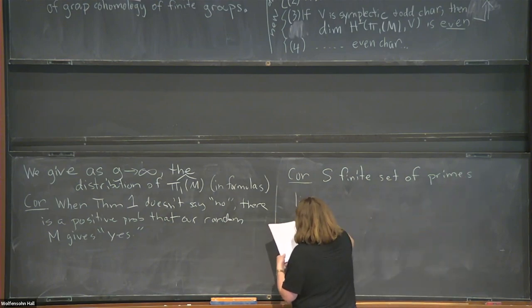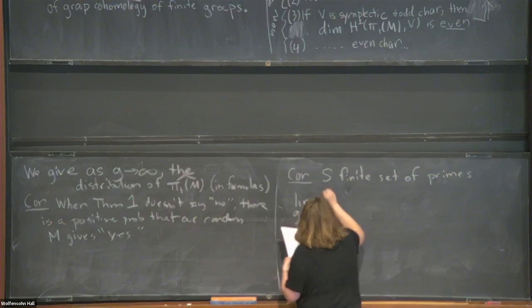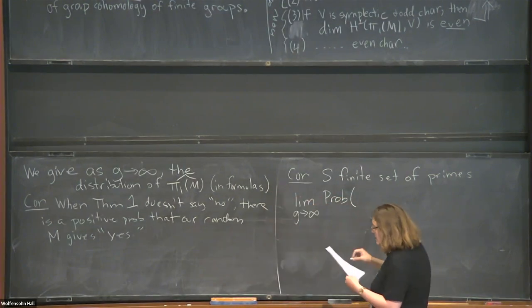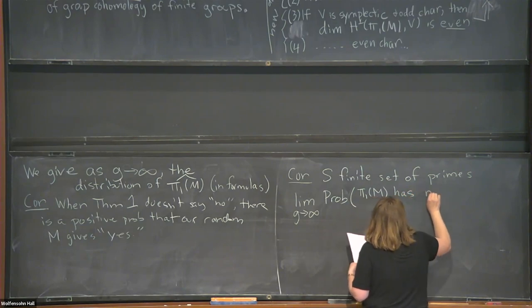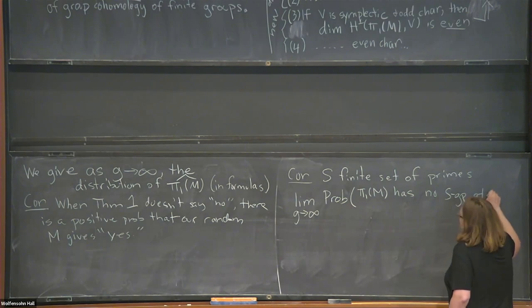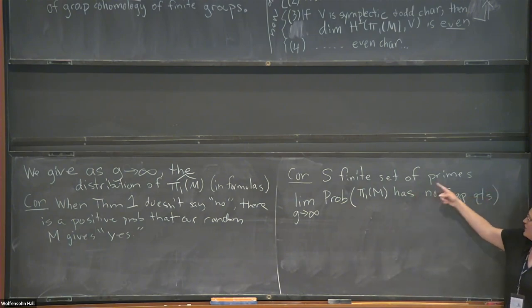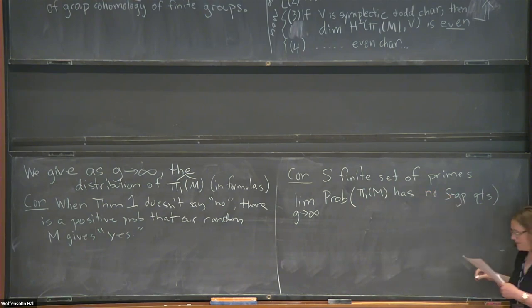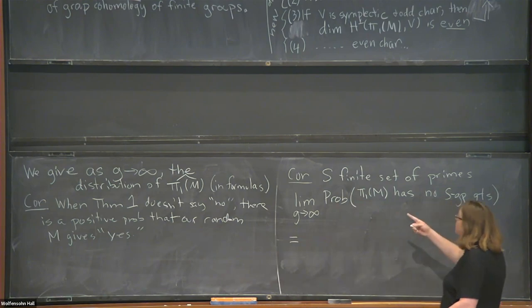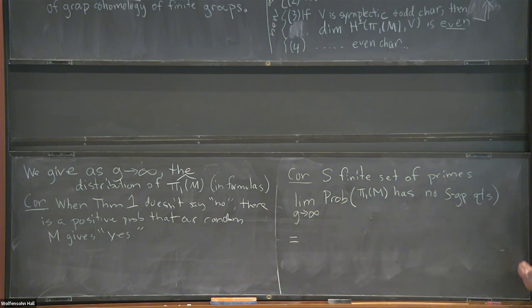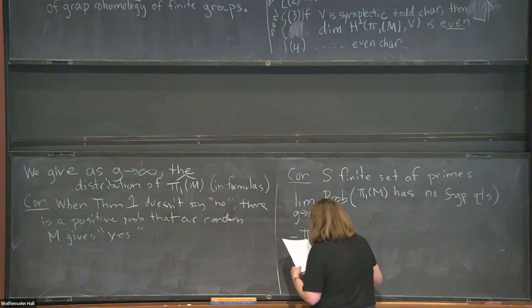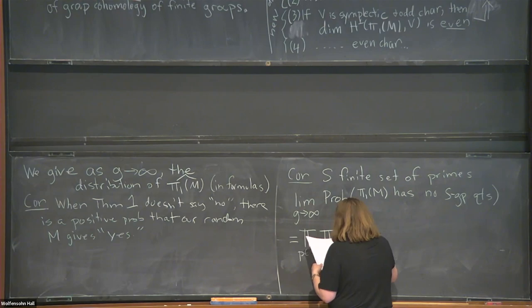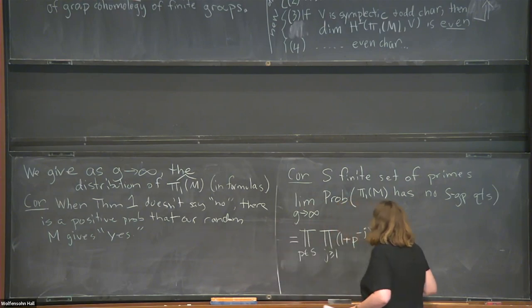here's one example formula. In the limit as the genus goes to infinity in this model of random Heegaard splittings, the probability that the fundamental group has no S-group quotients (an S-group is like a p-group, except S is a finite set of primes, so a group where the only primes dividing the order are in S), we can give as a formula for this probability from this model of a random 3-manifold. It's the product over primes p in S of the product over j at least one of (1 plus p to the minus j) to the minus one.